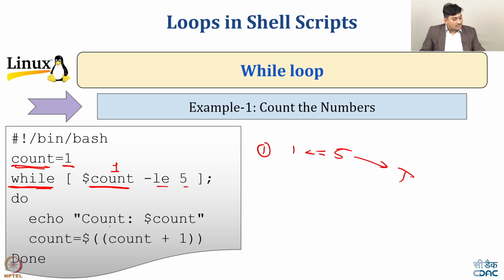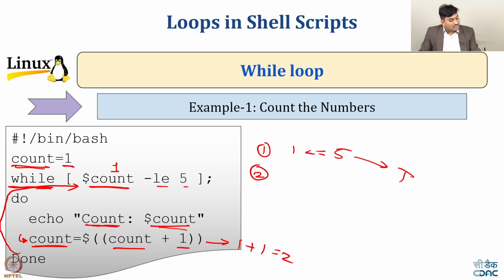Here we print that particular number with this count value, and there we are once again updating this count variable, where we are adding 1. So in this statement, 1 plus 1 will be 2. Once it reaches this statement, it will go back here. So in the second iteration, the value of count will now be 2.